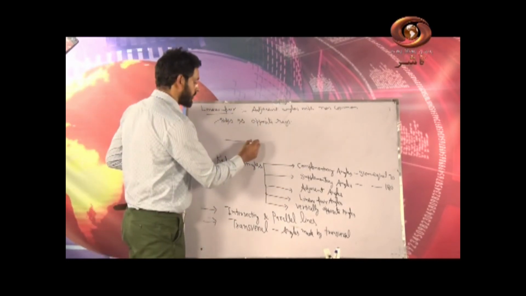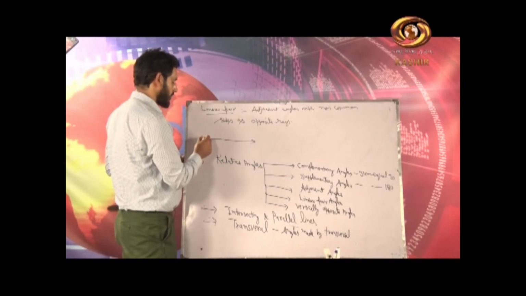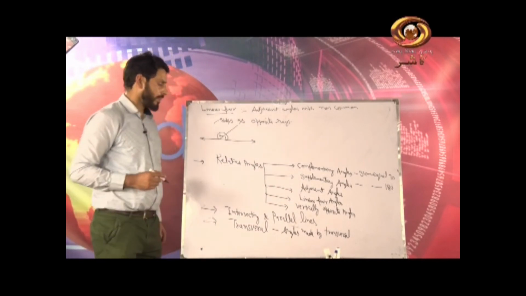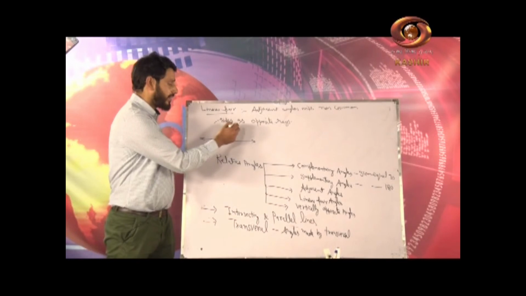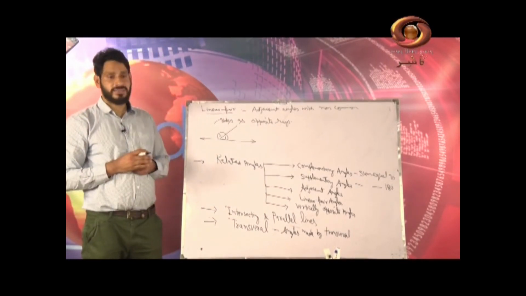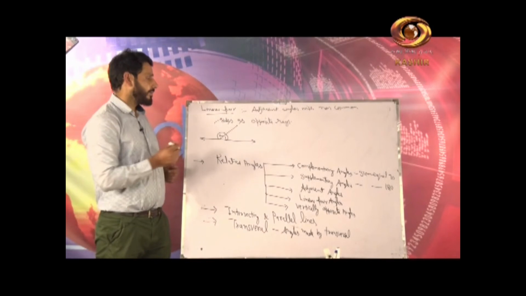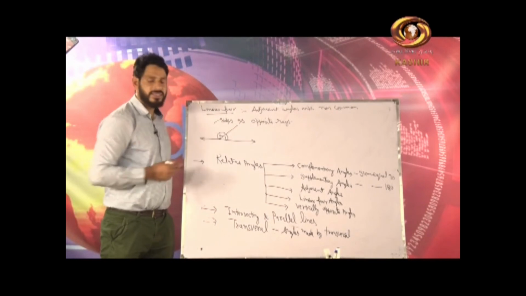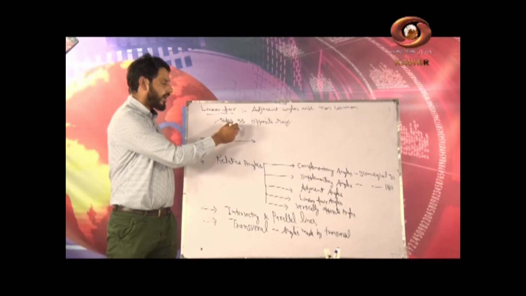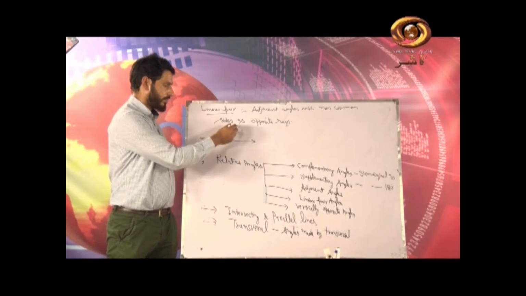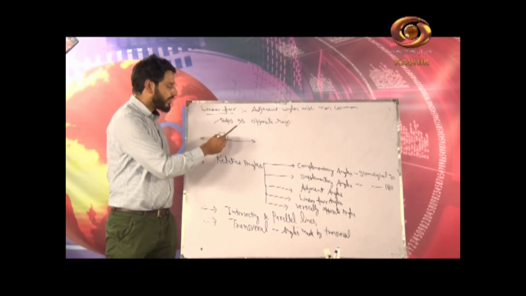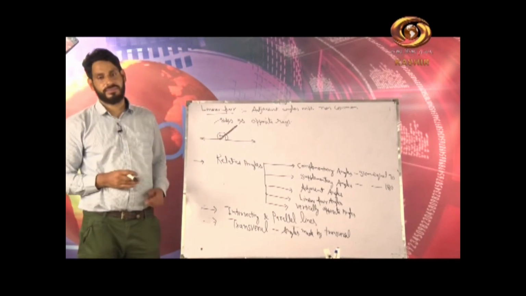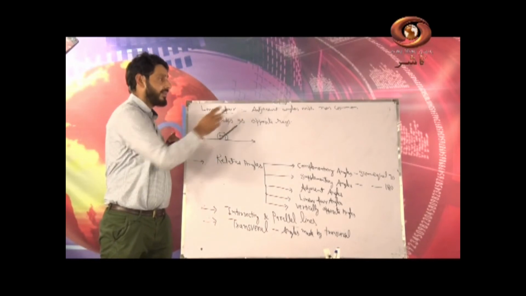Let us suppose this is angle 1, this is angle 2. Now can we say that angle 1 and angle 2 are adjacent? Yes, we can say that. Why? Because they have the common vertex, this one. Second, they have the common arm. So both the conditions are fulfilled. The third condition is also fulfilled, that is they don't have any common interior points. So until here, they are adjacent angles.